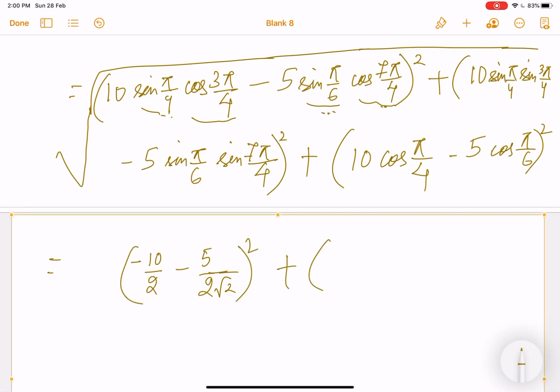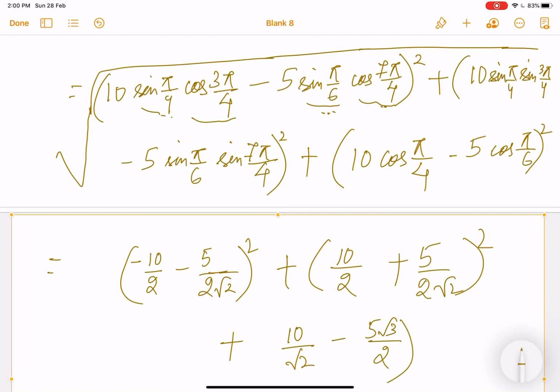Then next, plus 10 sine pi by 4. And this is what? Sine 135 degrees. So it will be 10 by 2 minus, this is 5, this is sine 30 degrees, we all know, is 1 by 2. And this one will be minus 1 by root 2. Then plus 10 cos pi by 4, 10 by root 2 minus 5. This is what? Cos 30 degrees. What is cos 30 degrees? Root 3 by 2. Okay, whole square.